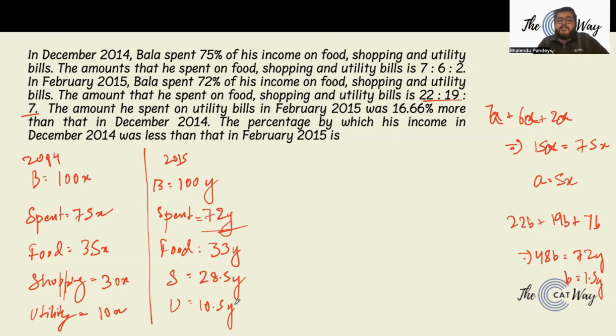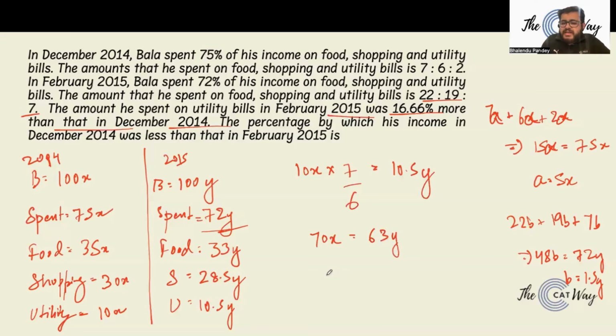Now it has been given that the amount he spent on utility bills in February 2015 was 16.66% more than in December 2014. So December 2014 is this utility payment. An increment of 16.66% means the multiplying factor would be 7/6. And this is equal to the February 2015 utility, that is 10.5y. Correct? So what do you get? 70x is equal to 63y, or we can say that 10x is equal to 9y.